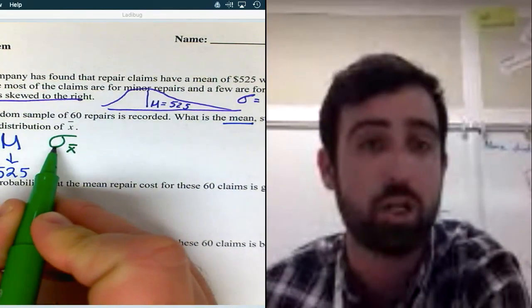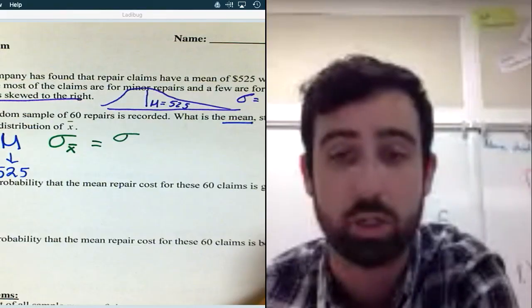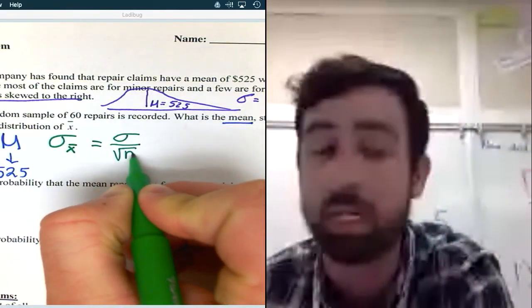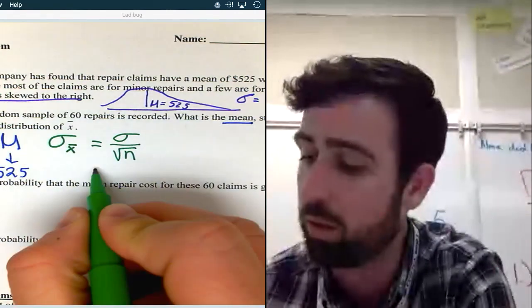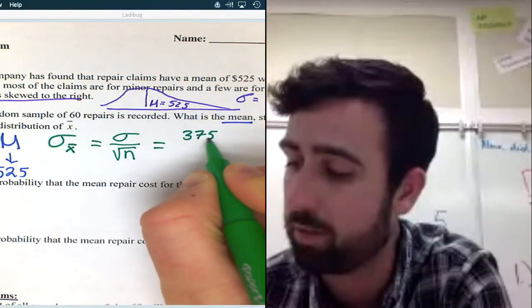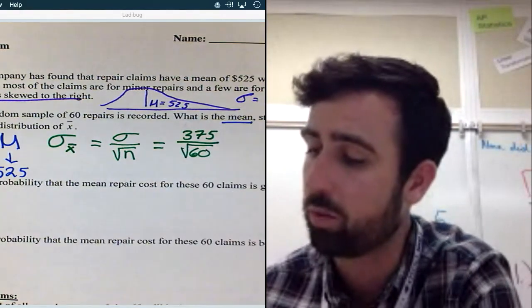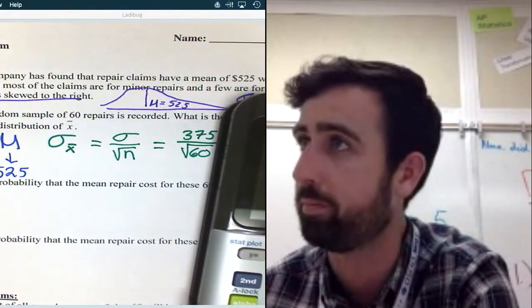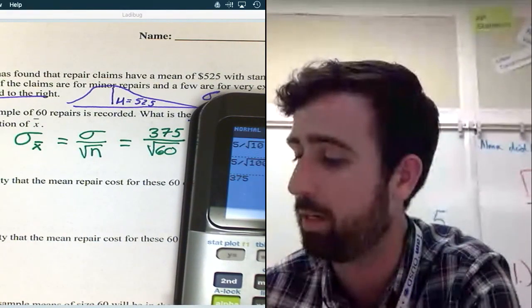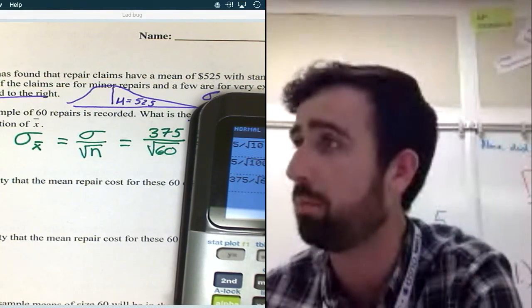So the standard deviation of our sampling distribution is equal to your original standard deviation, or your population standard deviation, divided by the square root of your sample size. So what was my original? 375. What was my sample size? 60. So we're going to go to our TI, and we're going to take 375 divided by the square root of 60. And we're going to get 48.41.